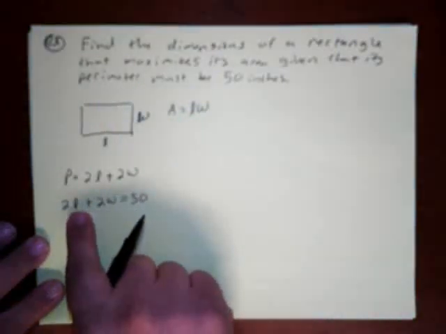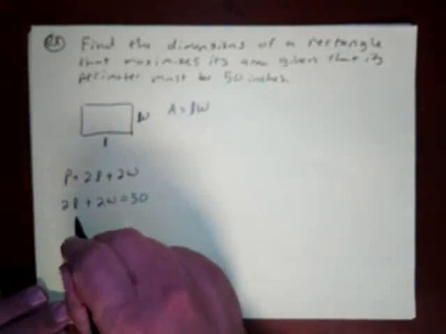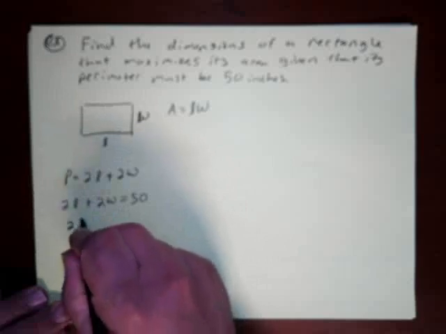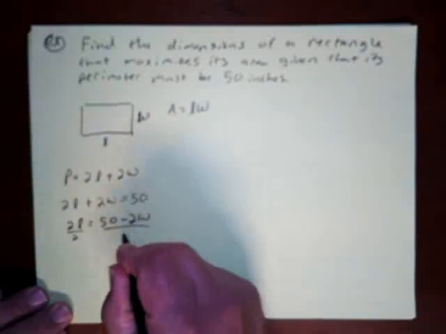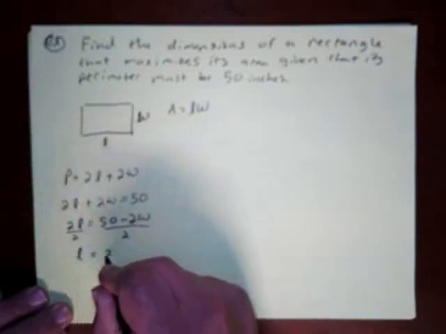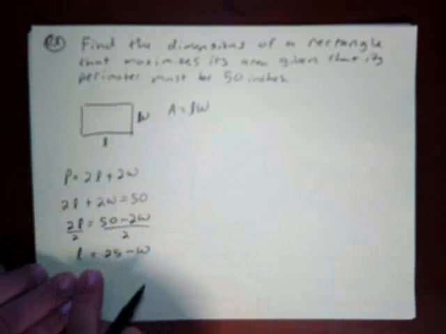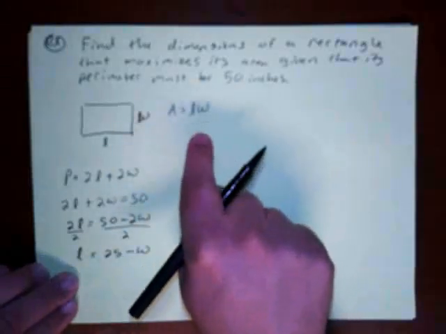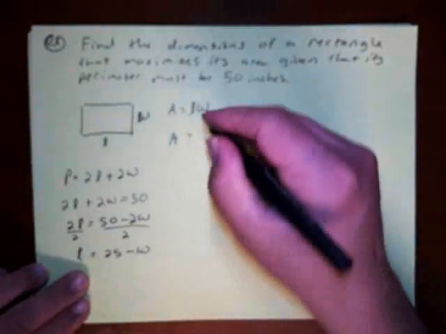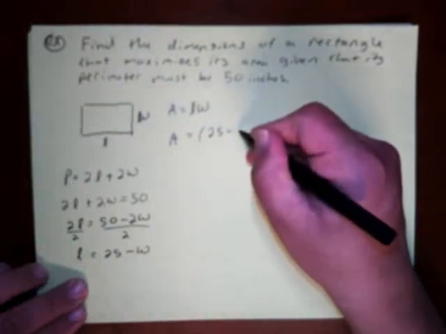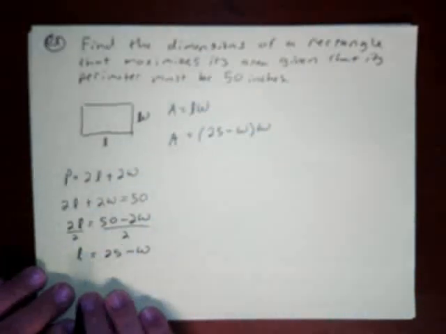So what I'm going to do is solve this constraint here for L. So I'll get 2L is equal to 50 minus 2W, and then I can divide both sides by 2, and then I get L is equal to 25 minus W. Okay, so what I can do here is place this into this formula so that my area here is all in terms of one variable. So in for L, I'm going to put 25 minus W. And then we have the W there.